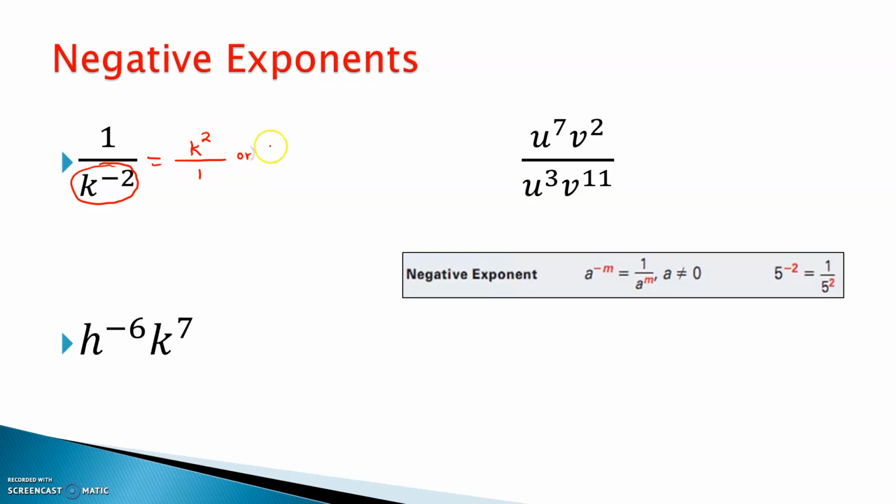You could have left it as k to the second or k to the second over 1 because, again, this is assuming already that there's a 1 underneath it. All right, the next one here. Let's move over to the bottom, okay?